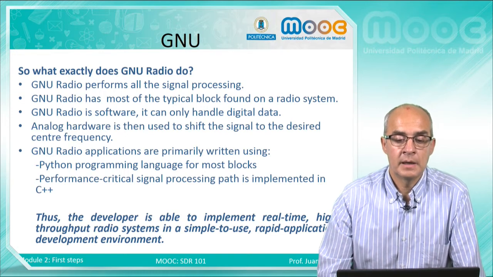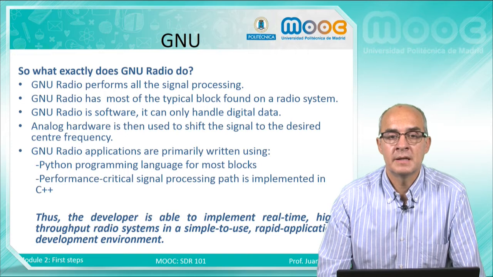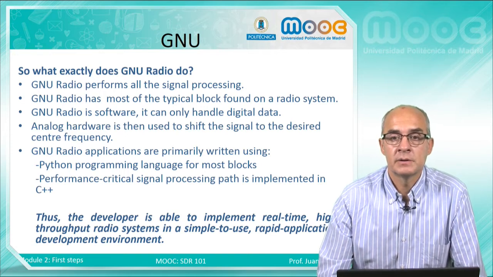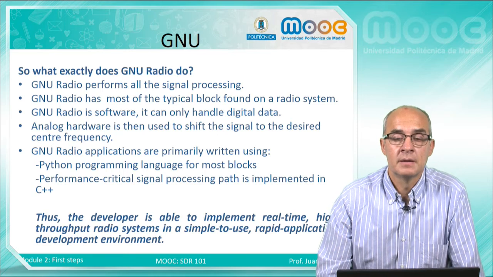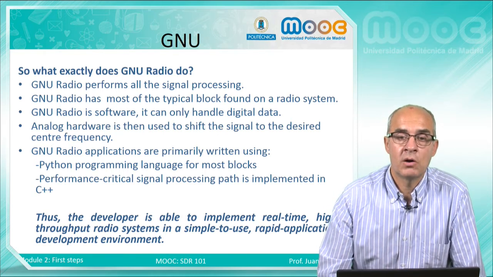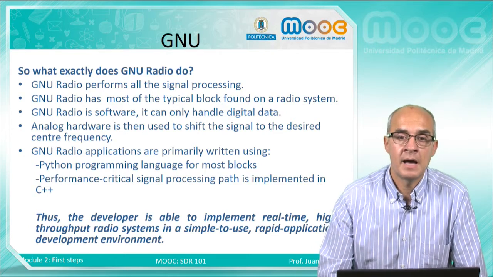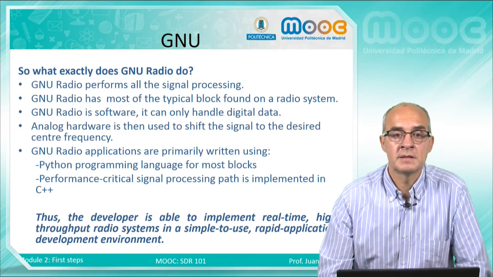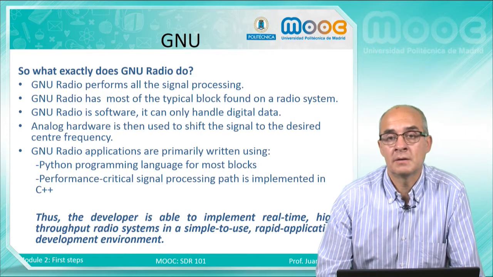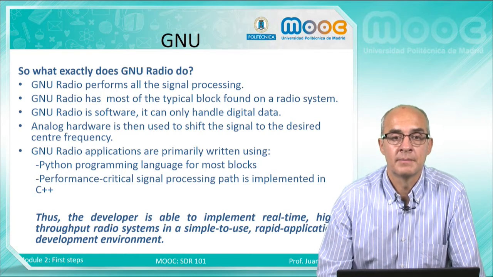What does GNU Radio do? GNU Radio does all the signal processing. It has all the blocks we might need to build a radio system. It only handles digital data, so it takes the data from the RTL dongle and handles the I and Q data to do all the processing. It allows you to connect different blocks without worrying about the data types, complex, real or whatever.